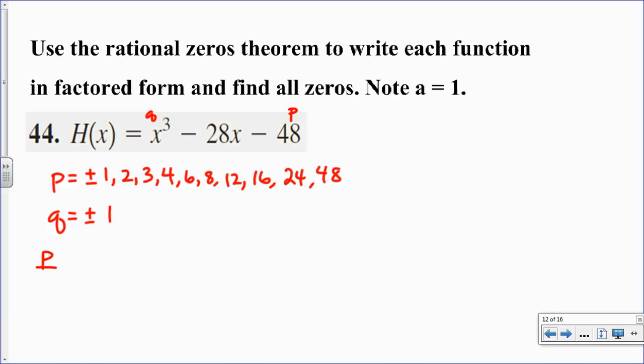So then P over Q, it's just all of these factors of 48 over 1, which is just all the factors of 48. So these are the possible rational zeros.